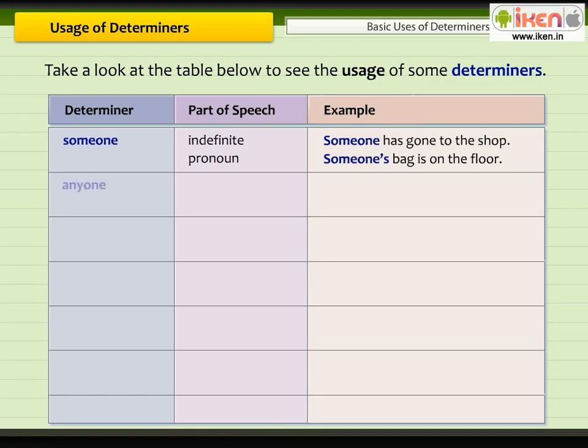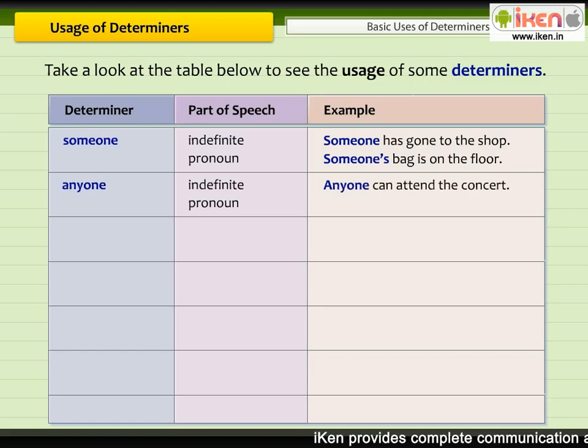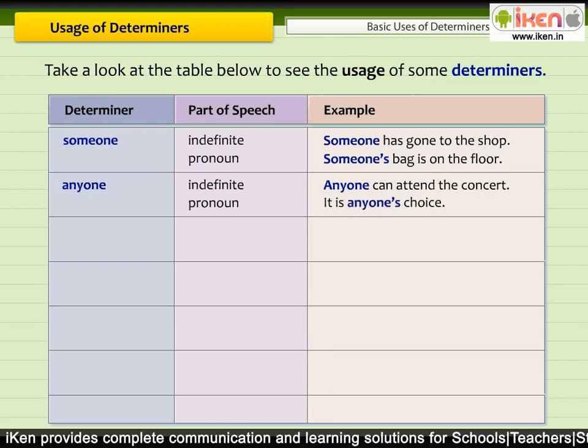The determiner anyone is also an indefinite pronoun. It can be used as the subject in the sentence. For example, anyone can attend the concert. It can also be used to indicate possession. For example, it is anyone's choice.